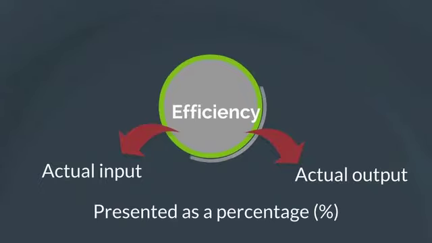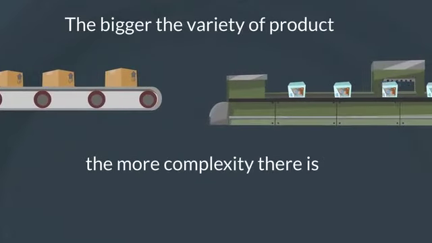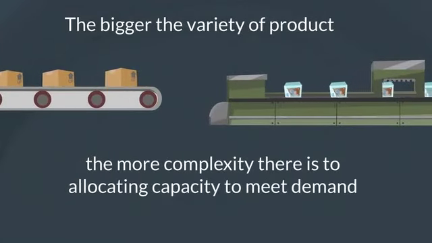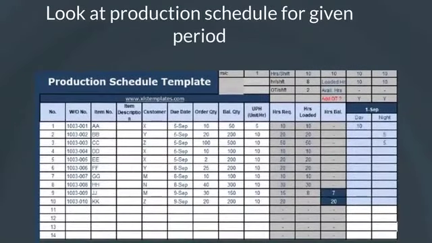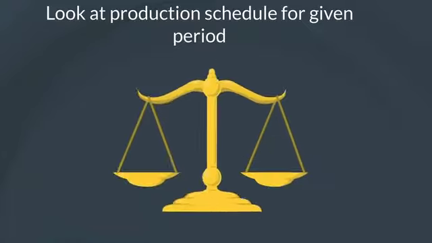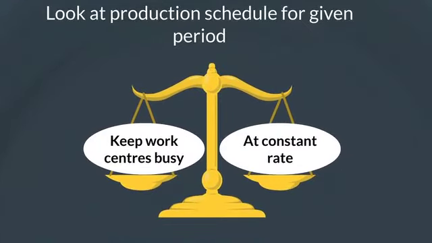The bigger the variety of products that we produce, the more complexity there is to allocating capacity to meet demands. If we look at the production schedule for a given period, the balancing act of keeping work centers busy at a constant rate is a real art.